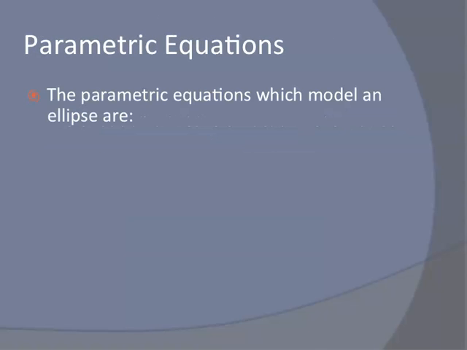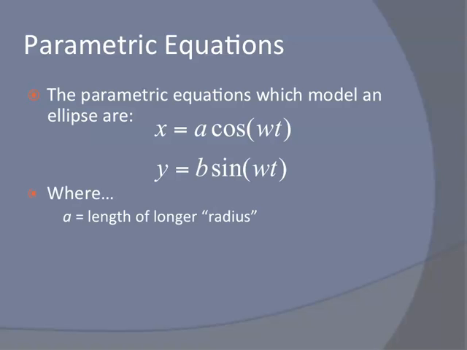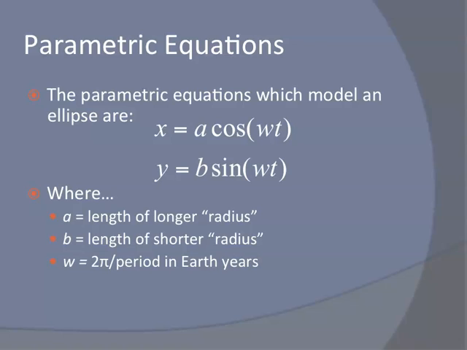Okay, so the parametric equations which model an ellipse are x equals a cosine of wt, y equals b times sine of wt. Now you might recognize this as a problem that we did in a previous lesson where we converted from one form to the other, and I said, oh, remember this? This is actually just the equation of an ellipse from Algebra 2, and so this is where this comes into play. Now, here, a is the length of the longer quote-unquote radius, b is the length of the shorter quote-unquote radius. Now, w is going to equal 2 pi divided by the period in Earth years.